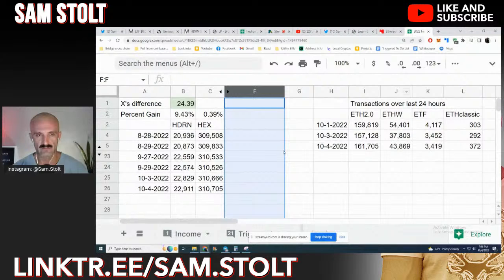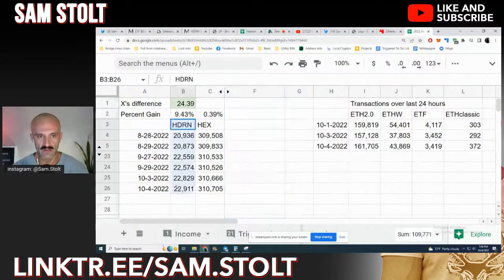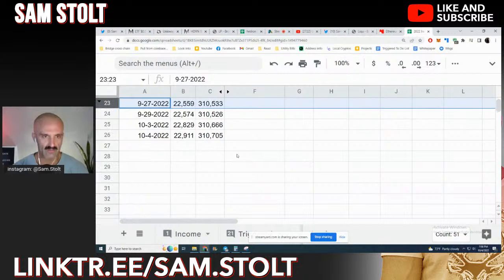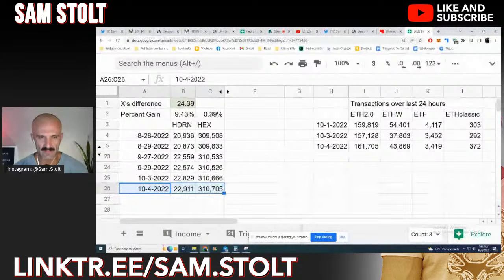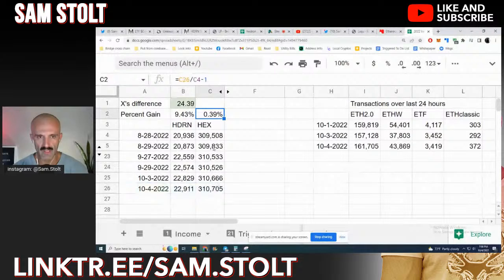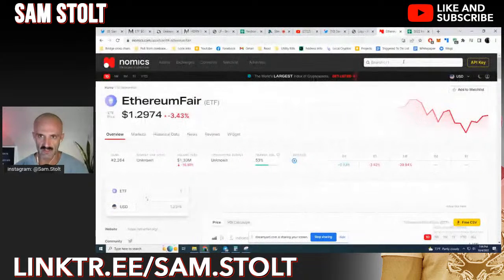Okay, let's pull this up. This is Hedron versus Hex. Hedron holders, Hex holders. This data is from August 28th. As you can see, I've had a bunch of data here, but I've been tracking it for a while, right? So I just hid those to make it look cleaner up until today, this morning. That means over this period of time, Hex has grown by 0.39%. Cool. Hedron, the number of holders over this period of time, has gained by 9.43%.